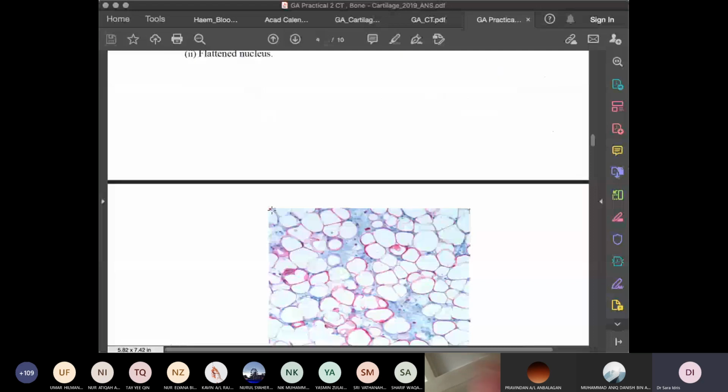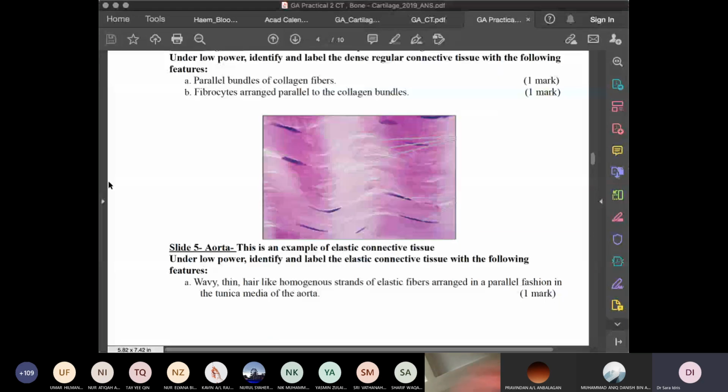But for tendons and ligaments, they're all arranged very nicely. Okay, Kirtana, you have your camera on. They're all arranged parallel to each other because you only have to resist force from one direction.